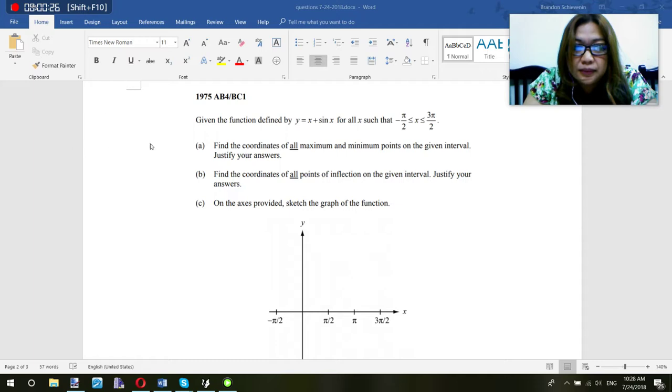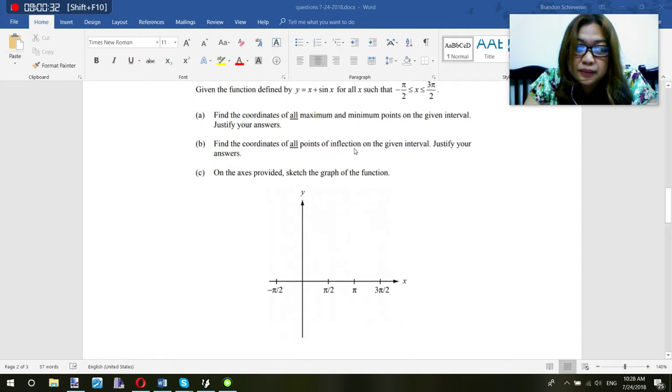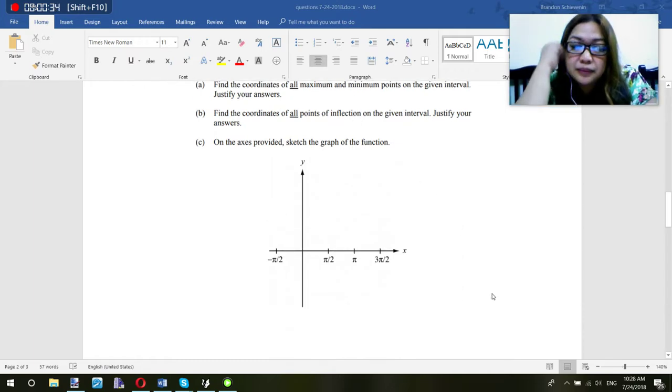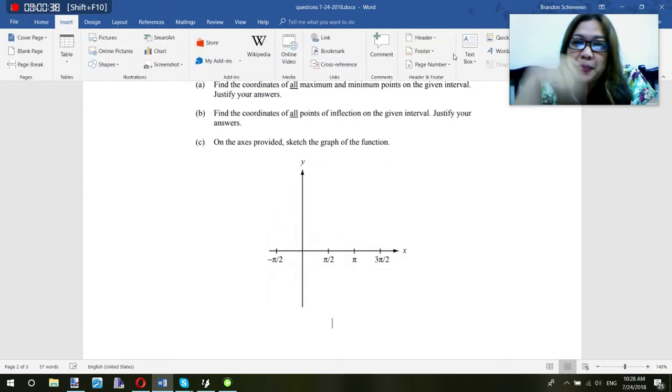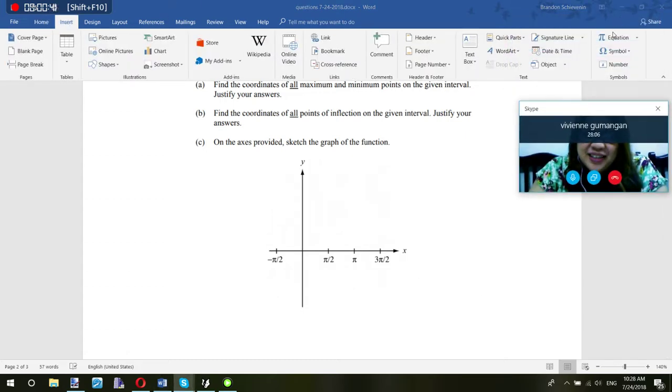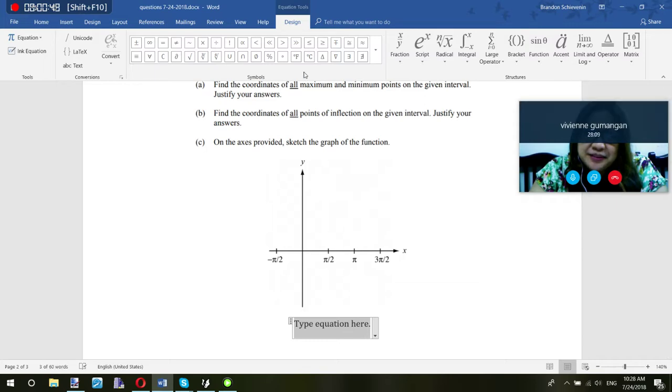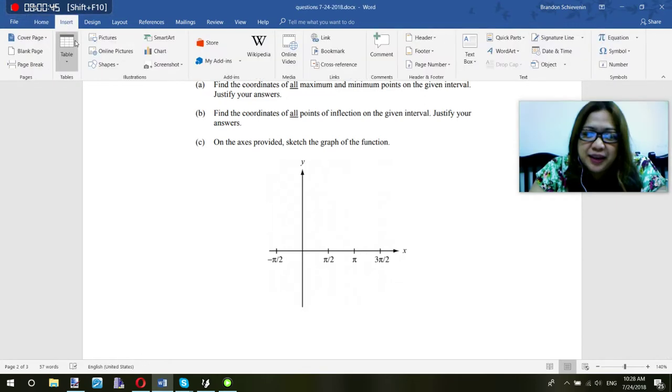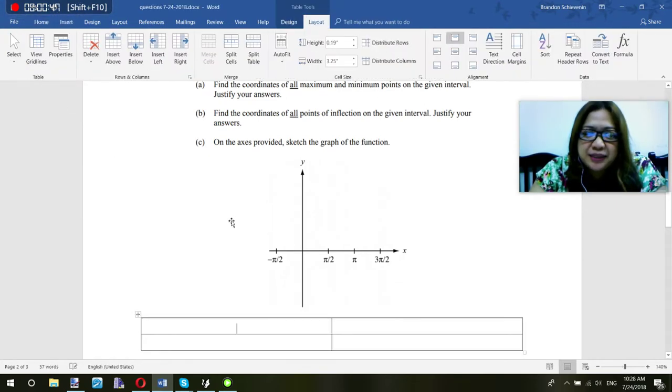So if I'm looking for all maximums and minimums, they didn't say relative maximum, they didn't say relative minimum, so I'm looking for the absolute maximum and the absolute minimums, which we've done a lot of lately. So how do I find absolute maximums and absolute minimums? Okay, so I need to find the derivative. Then equate that to 0. Then I need to find those critical points.